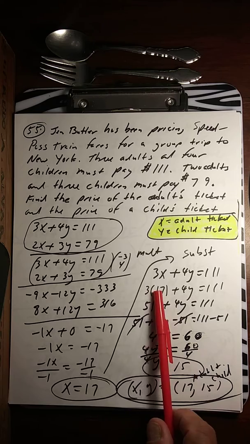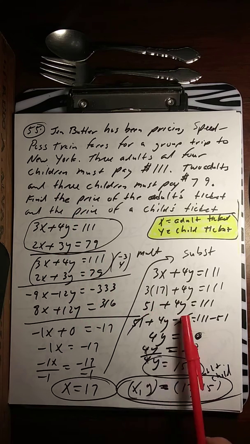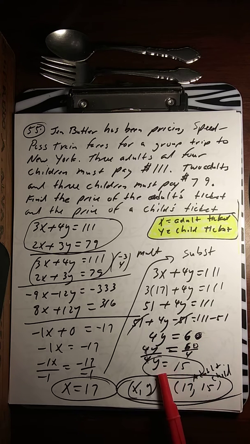Put this number back in the other one. So using 17, 51, minus 51, minus 51. So 4y equals 60. Divide by 4, divide by 4. So y is what? 15. So adult ticket, children's ticket.